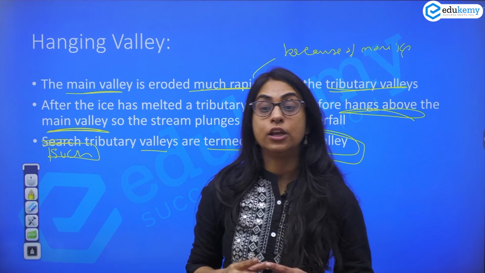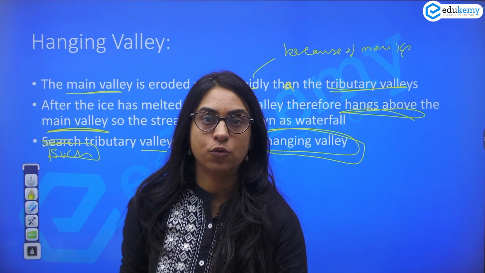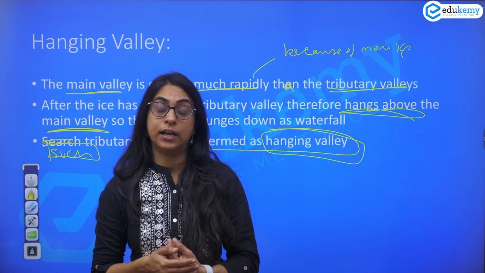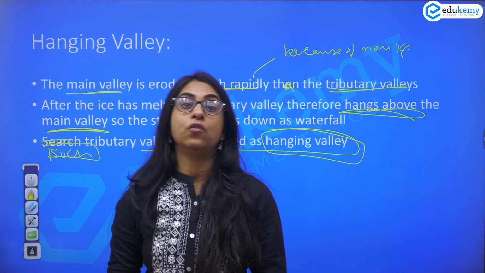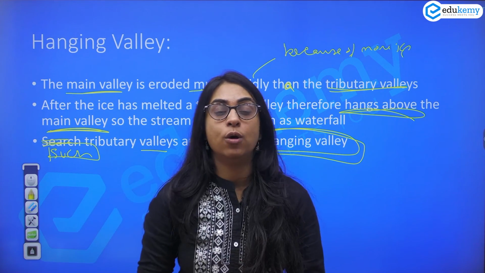So these are the erosional landforms formed by the glacier. We studied what is erosion, how does the glacier move, how does the erosion operate, the plucking and the abrasion, and because of the process of erosion, how the erosional landforms are formed.